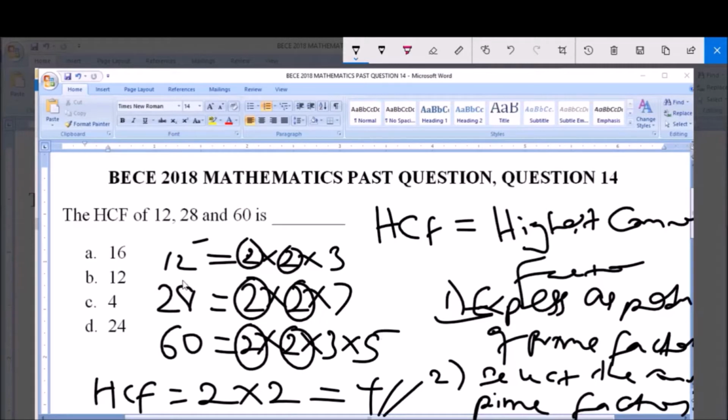Now from our options, which of these corresponds to our answer? A says 16, which is wrong. B says 12, wrong. C says 4, which is correct, and D says 24, which is wrong. So C is our correct answer, 4.